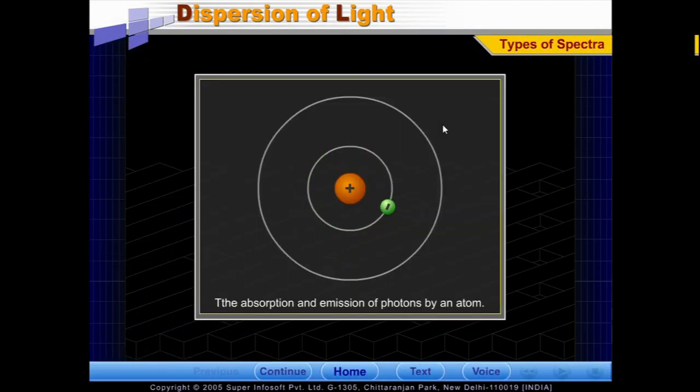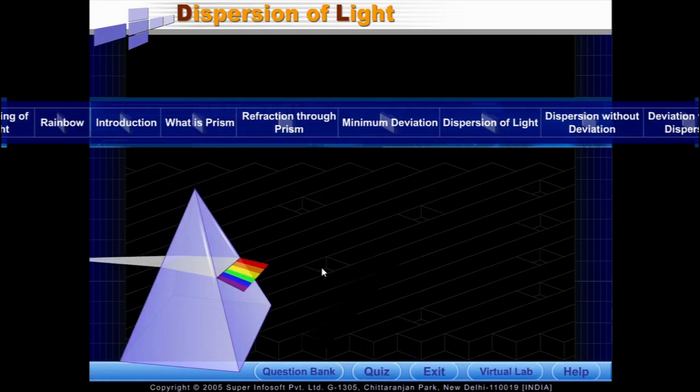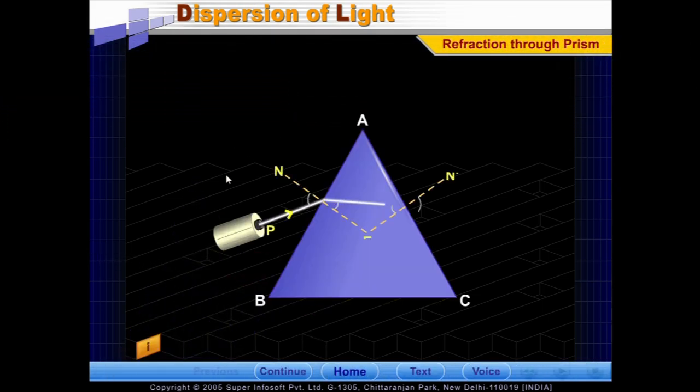Types of spectra. Refraction through a prism.